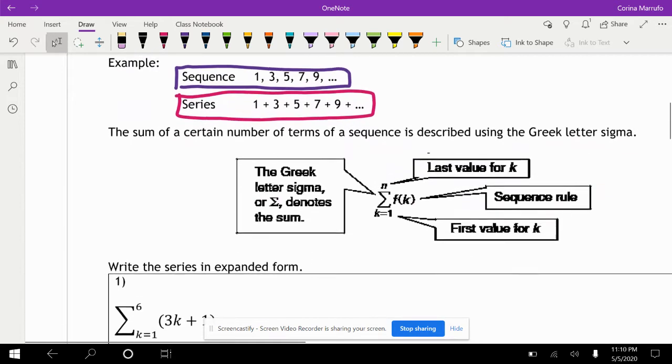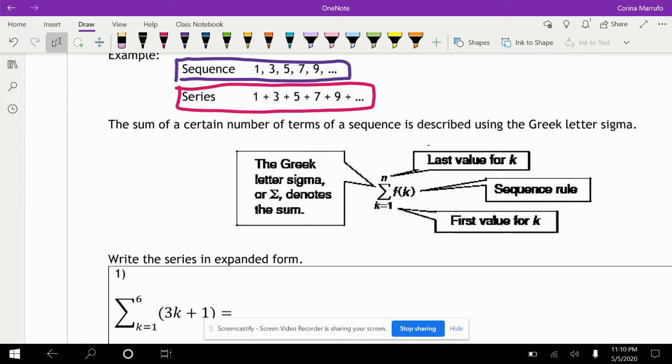All right, so the sum of a certain number of terms of a sequence is described using the Greek letter sigma. Your Greek letter sigma is this one right here. It kind of looks like an E-ish. Then you have your first value, so the k is your first value, and n would be your last value. It'll make more sense when we start working out some problems. Your sequence rule is your f of k, so it's like a little function.